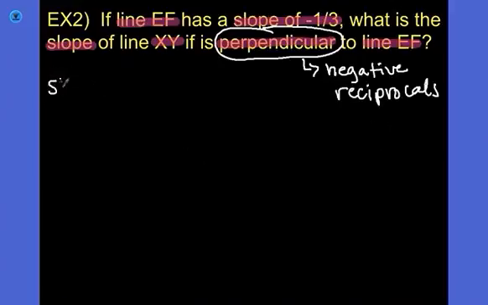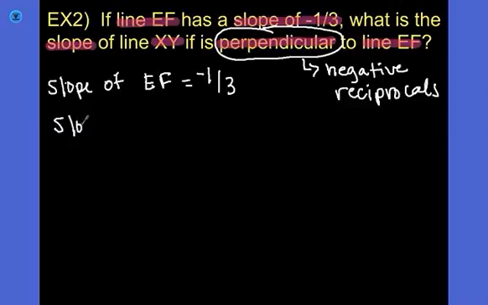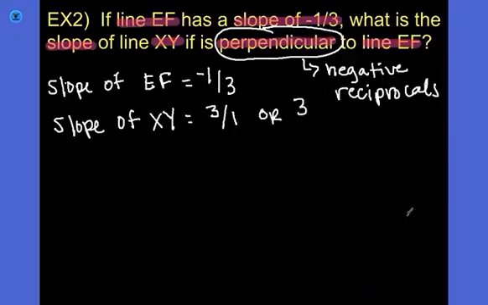So if the slope of EF equals negative 1 over 3, and XY is perpendicular to that, then that means that the slope of XY has to be the negative reciprocal of negative 1 over 3. So if EF was negative, XY has to be positive, and EF was 1 over 3, so XY has to be 3 over 1, or positive 3.